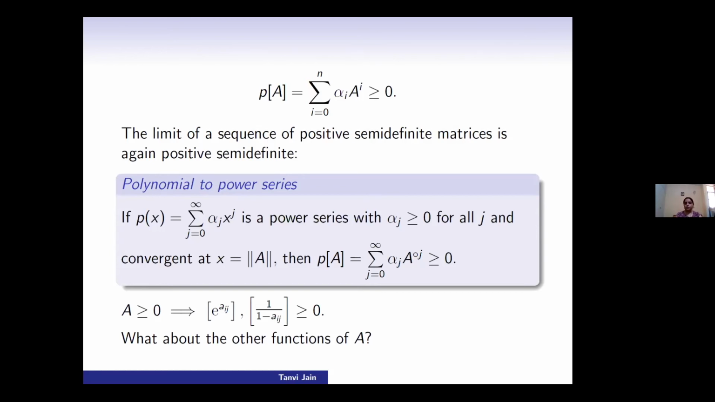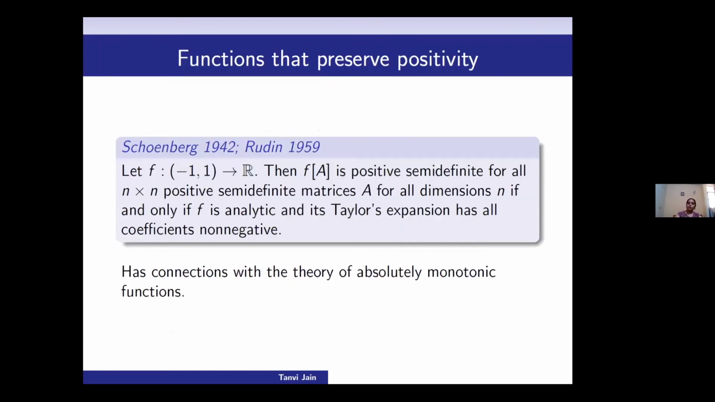And the precise class of functions that preserve positivity, in fact, so again, I'm giving you a sample result. It was proved by Schoenberg way back in 1942, then extended by Rudin in 1959. There have been many more versions, many variants. There are variants which change the domain, but let's stick to this sample. Basically the idea is the same.